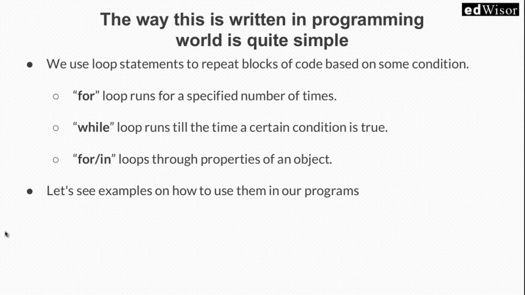Then you have the for in loop, which loops through the properties of an object and also some arrays. I'll walk you through this special loop that is there in JavaScript, and I'll tell you the advantage of the for in loop. Let's go through them one by one and see their implementation, their examples, and how they really work behind the scenes.